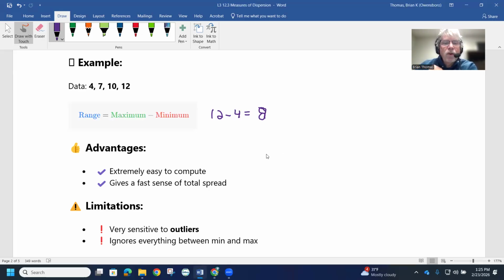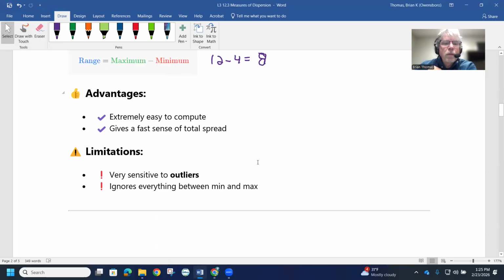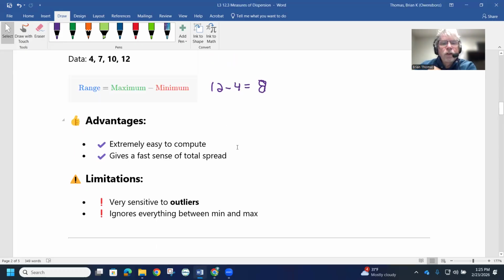So as we said, a range is really easy to compute, and it gives us a little idea of the total spread.